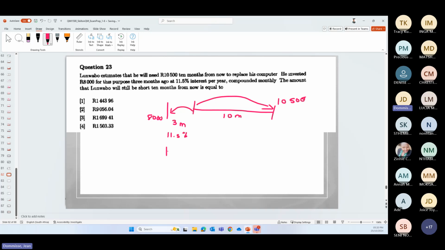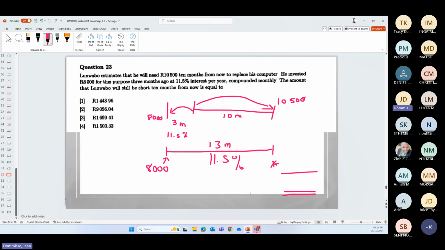Okay, so we basically want to know that 8,000 that was invested 3 months ago, 3 plus 10 is 13 months at 11.5%. How much is it worth at this stage? And then subtract the two to see what we need.